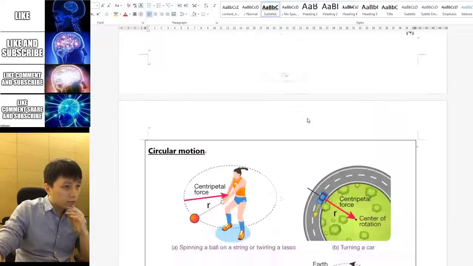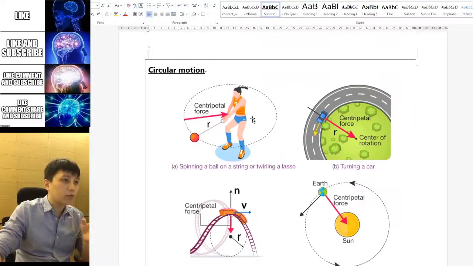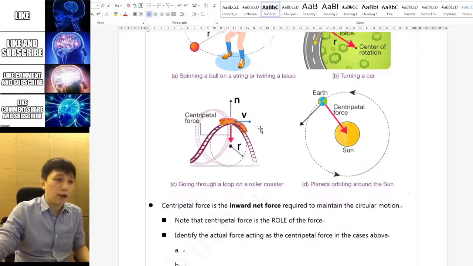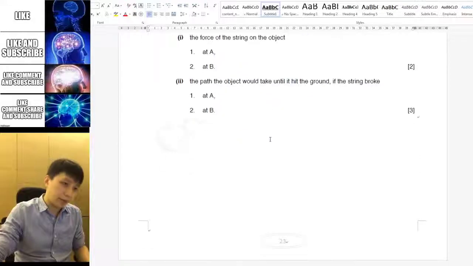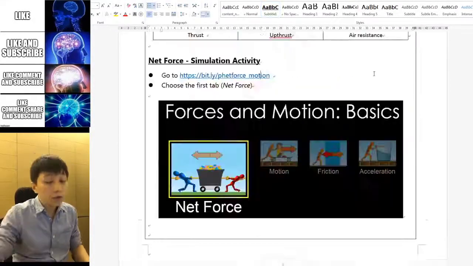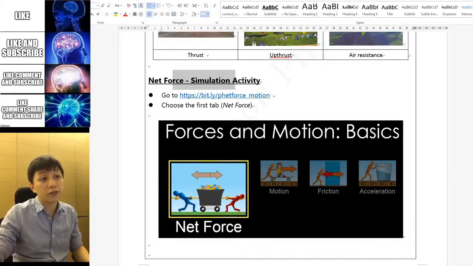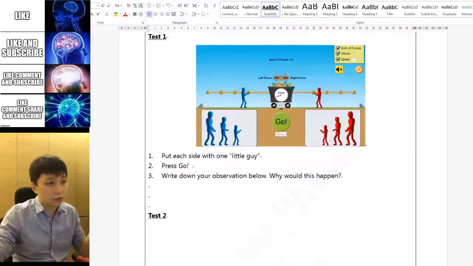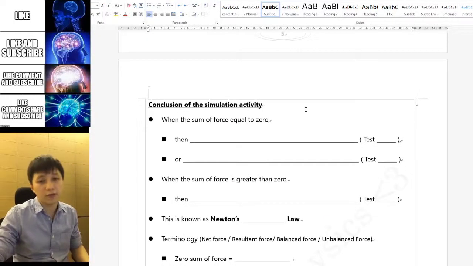And then these are just some exercises, and I think this is the last one called circular motion, and obviously these are some examples, and that will be it for chapter 2. So for now, please go and follow the instructions for the first simulation activity and finish all the questions, and afterwards go and watch the next video when you finish.